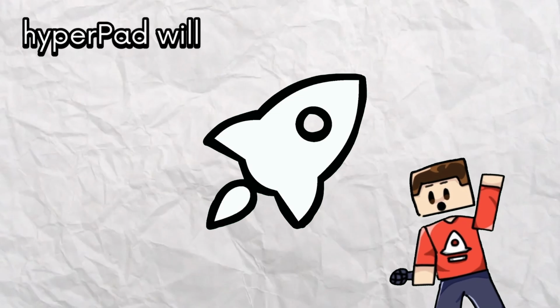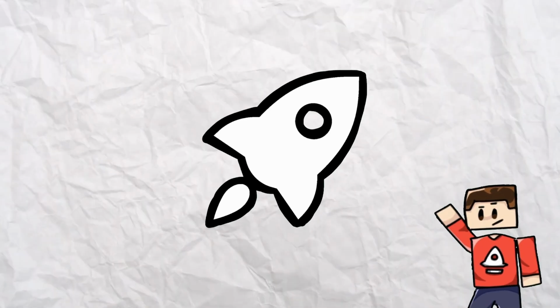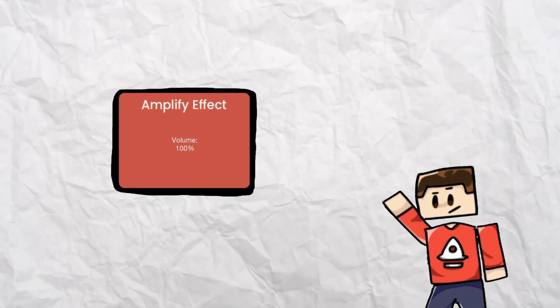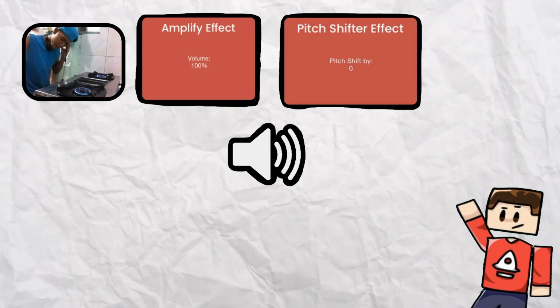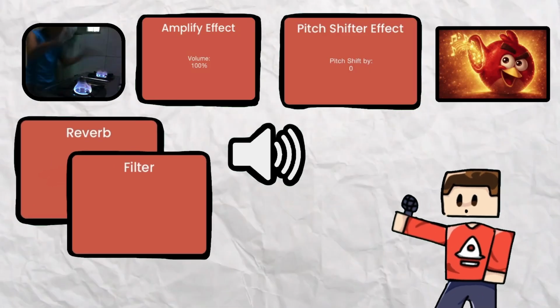Now, let's talk about audio effects. hyperPad will be getting audio effects. Right now, we have very basic effects like amplify and pitch shifter. In the future, we can start adding more advanced effects like reverb, filters, and distortion.